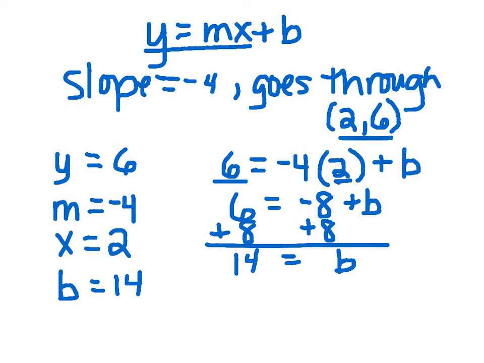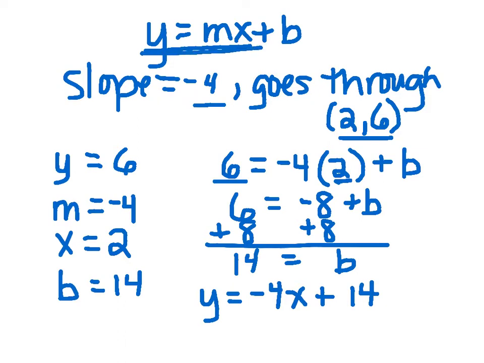So the final step is to put it back into the general y equals -4x, that's the slope, plus 14. And that is the solution. Y equals -4x plus 14. Looking back at this, if you know the slope and you know a point that it goes through, you can plug in 3 of the 4 clues here and solve for the 4th.